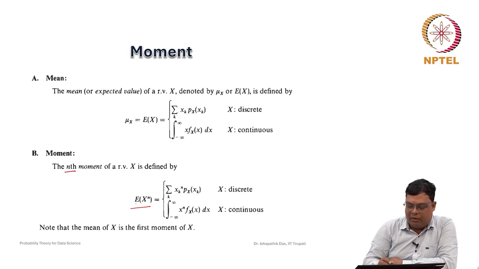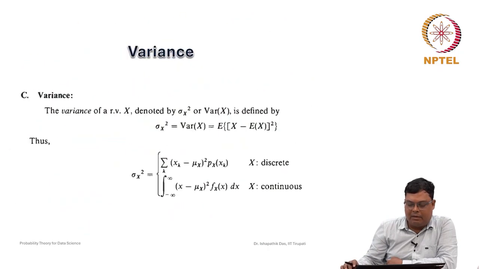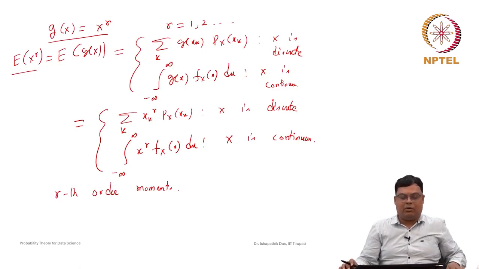Now, it is a better way to represent it by the g(x) function, because next we have another definition, the variance, but for getting the variance we need not worry about it. So, this is the rth order moments. We will discuss some of the rth order moments, with some numerical examples. This moment is called a raw moment. There is another moment, called a central moment.